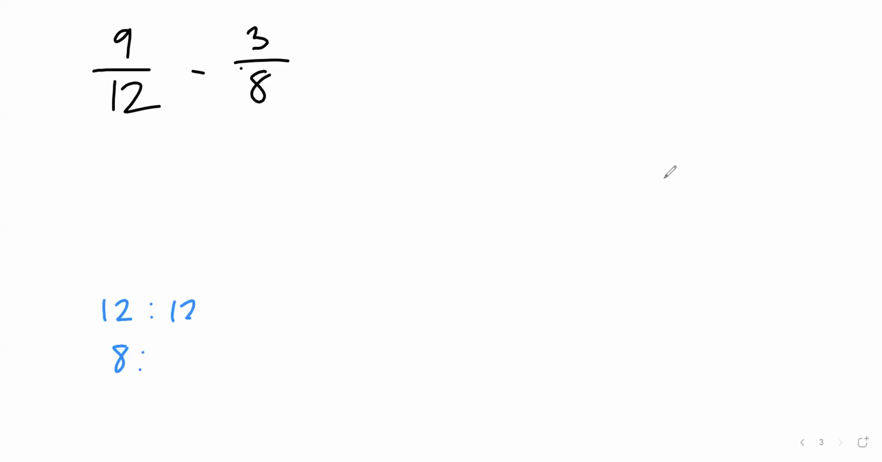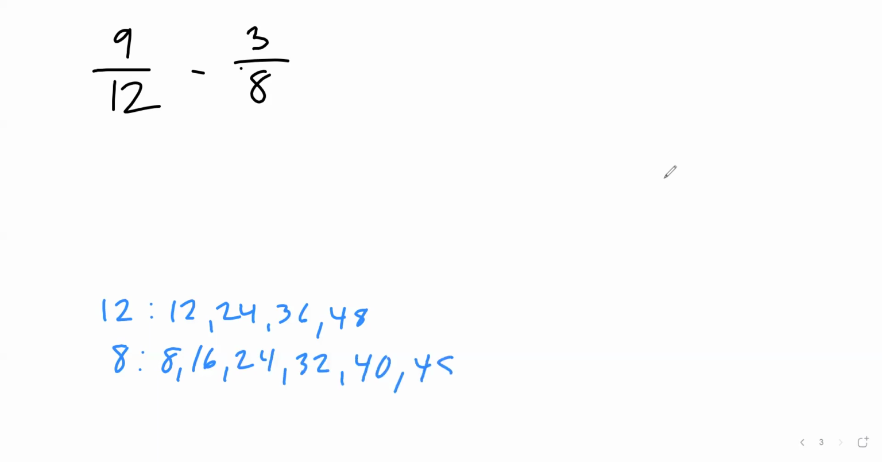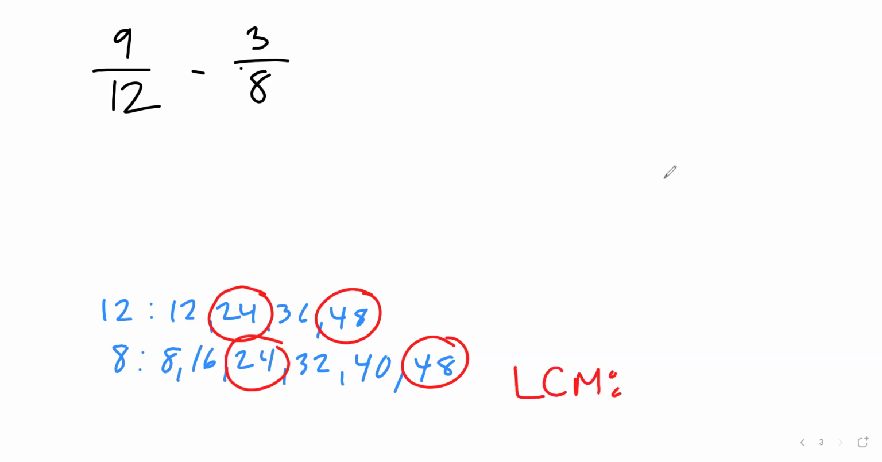So I'm going to go 12, 24, 36, 48. I might stop there. 8, 16, 24, 32, 40, 48. Cool. Yeah, I'll stop there. And again, I'm looking at what they have in common. Well, they both share 24. They both share 48. So although they have shared numbers, I'm going to take the smallest, the least common multiple, and the smallest they share is 24.